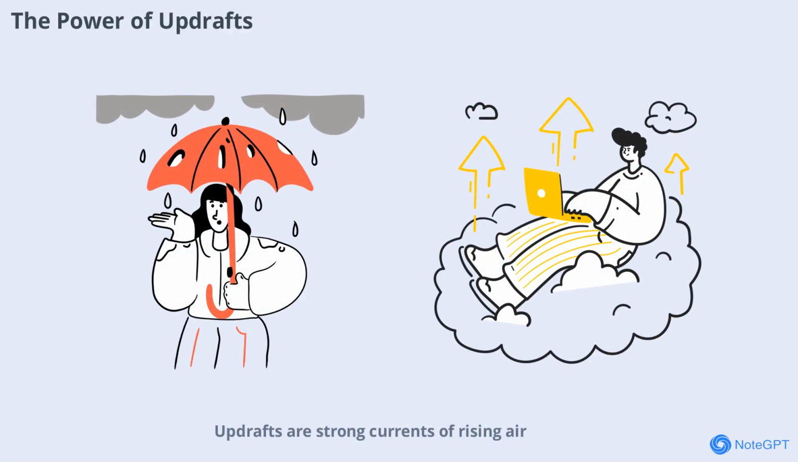Updrafts are strong currents of rising air that fuel the growth of thunderstorm clouds. As more warm air is drawn upward, the storm intensifies and the cloud continues to expand. These updrafts can be so powerful that they lift water droplets and ice particles high into the atmosphere where temperatures are much colder. This movement is essential for the development of hail and for the separation of electrical charges within the cloud, both of which are key to the storm's most dramatic features.